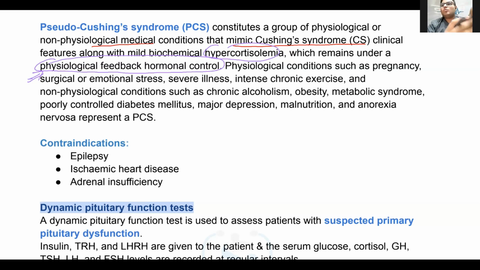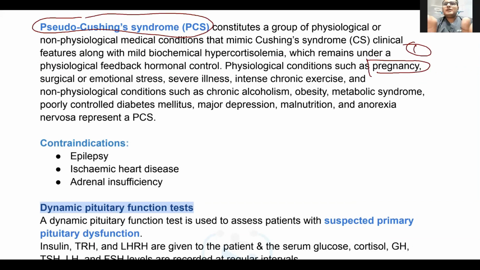Okay. So what are the conditions that can cause pseudo-Cushing syndrome? These conditions are, number one, pregnancy. Then there are surgical and emotional stress, severe illness, like post-surgical patients and critically ill patients, and intense chronic exercise.